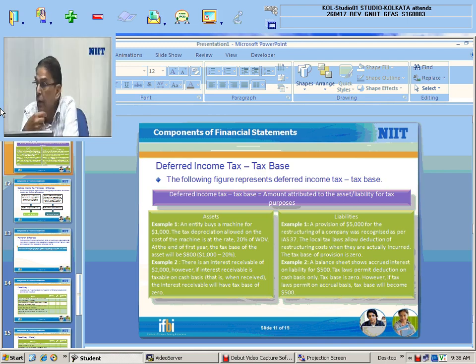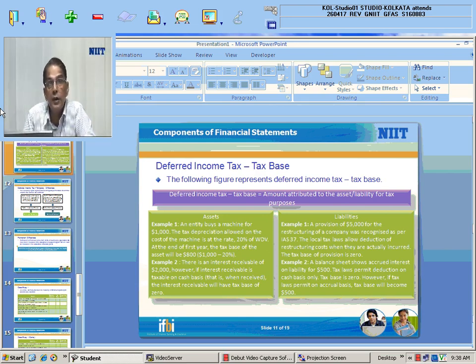So we are looking at some examples of tax base. If the tax law requires the machine to be depreciated at 20% under the written down value method, then at the end of the first year, the machine which was costing 1000, the carrying value was 1000. Now the amount attributed to that particular machine under tax law will be 1000 minus 20% of 1000, that is 800. That will be the tax base for that machine or asset.